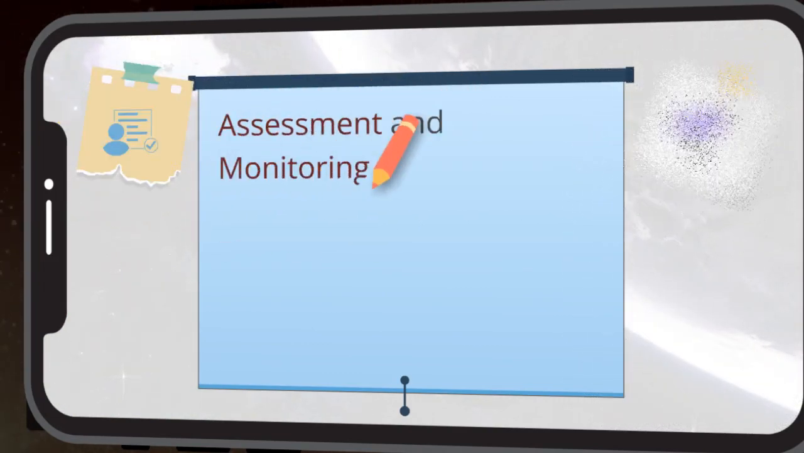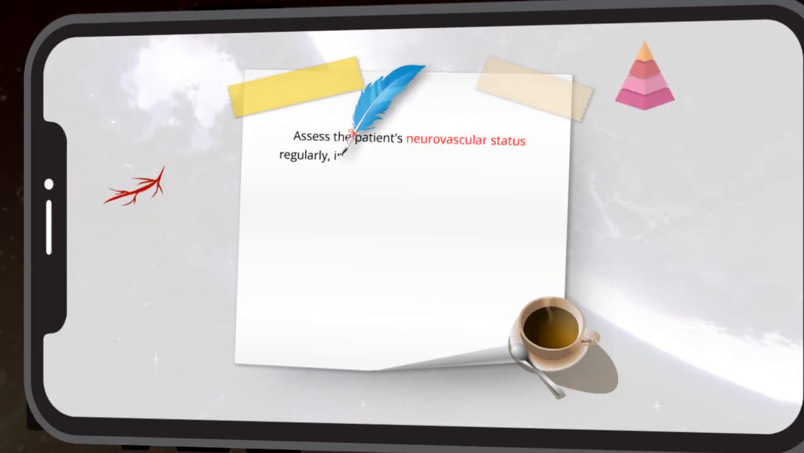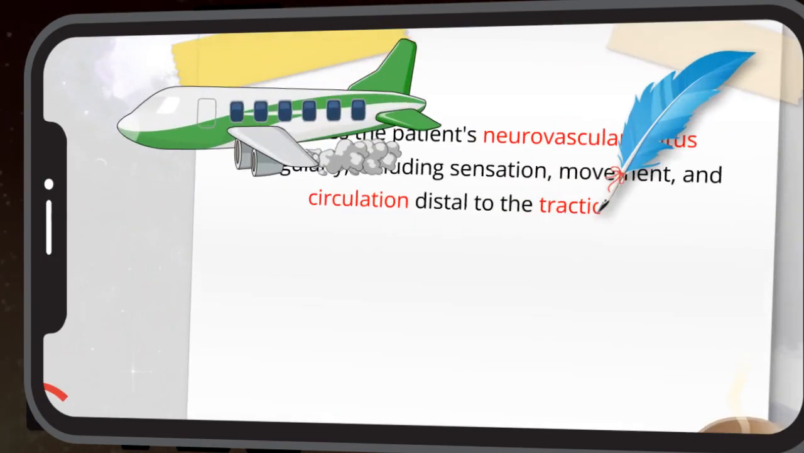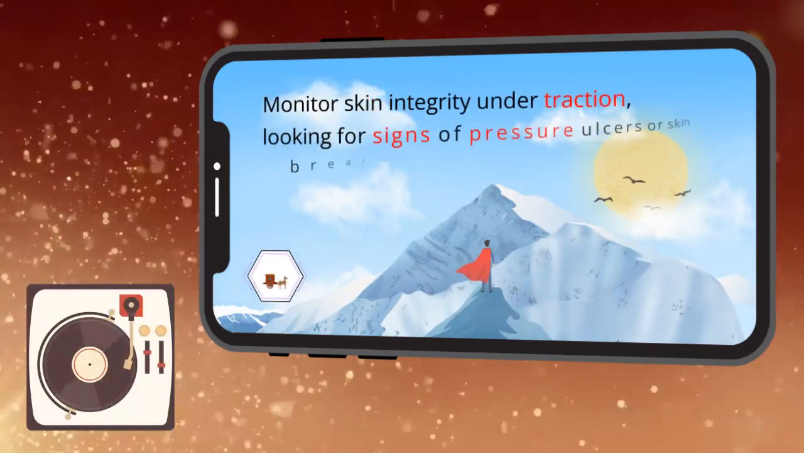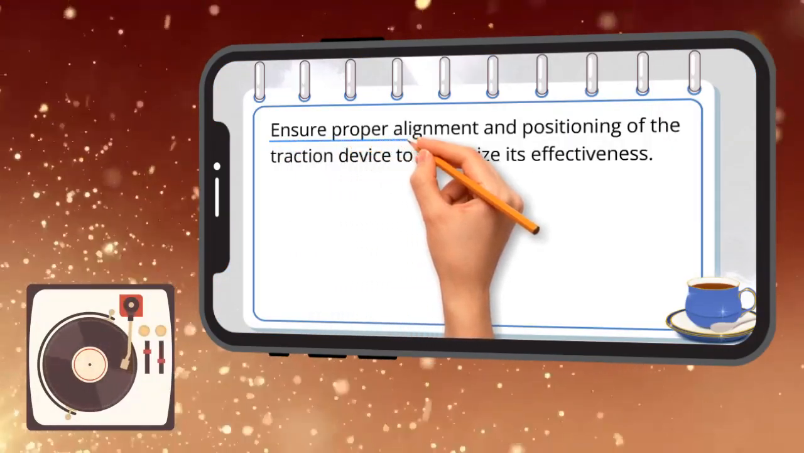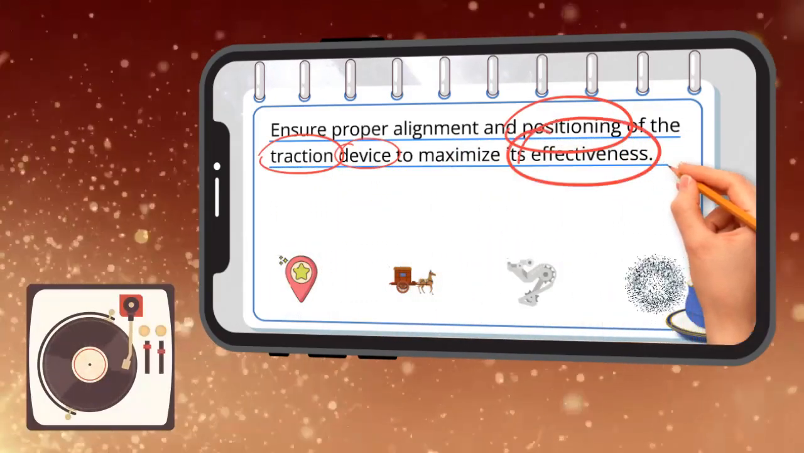Assessment and monitoring. Assess the patient's neurovascular status regularly, including sensation, movement, and circulation distal to the traction site. Monitor skin integrity under traction, looking for signs of pressure ulcers or skin breakdown. Ensure proper alignment and positioning of the traction device to maximize its effectiveness.